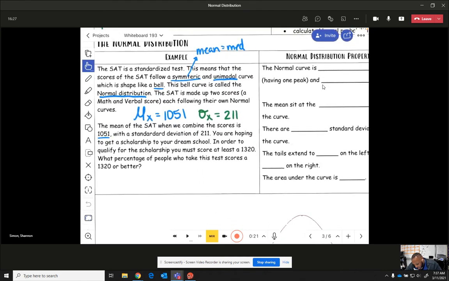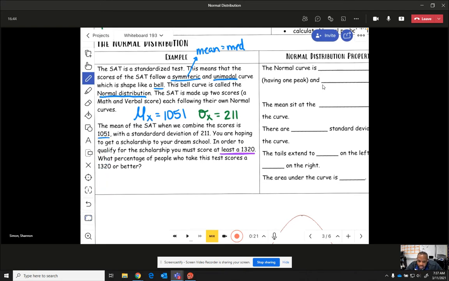Suppose you are hoping to get a scholarship to your dream school. In order to qualify for the scholarship, you must score at least a 1320. I want to know what percentage of people who take this test score a 1320 or better.